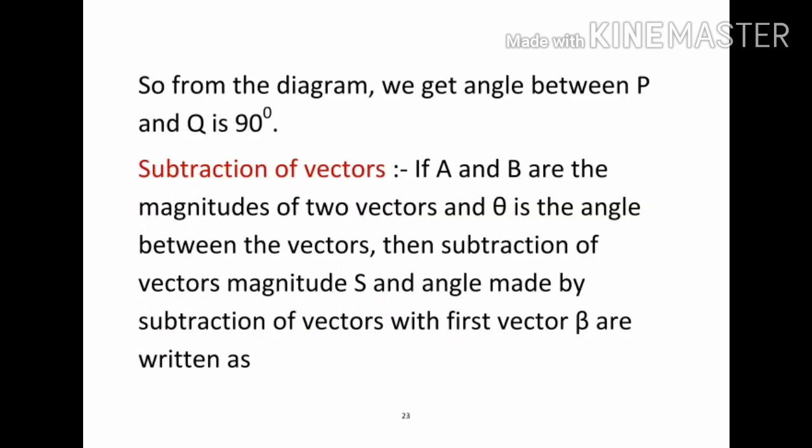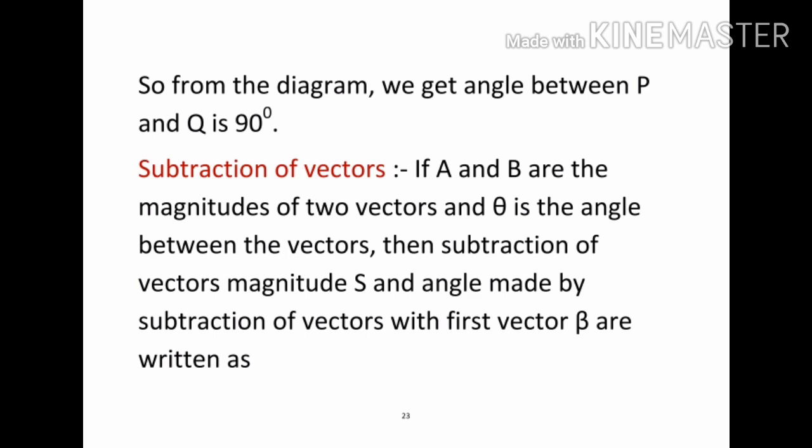That means the two conditions are satisfied if and only if p bar and q bar are perpendicular to each other. Therefore, p bar and q bar are perpendicular to each other. That means the angle between p and q is taken as 90 degrees. So in that manner, based on the resultant and the direction of the resultant with the first vector, we can get these types of problems. And with the help of this parallelogram law of vectors, we can find the subtraction of two vectors also.